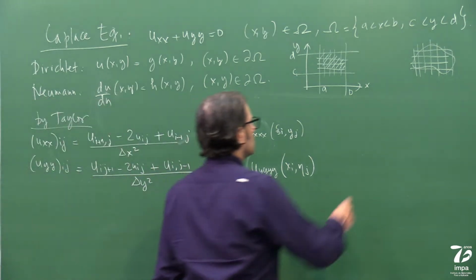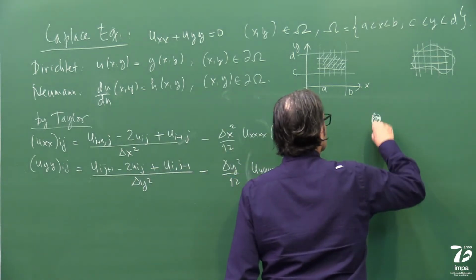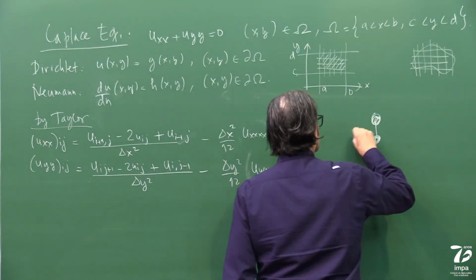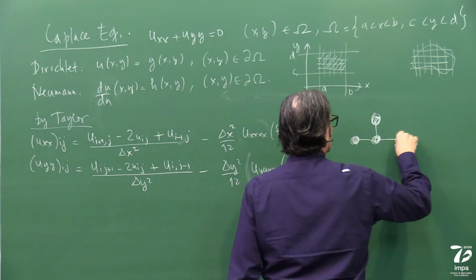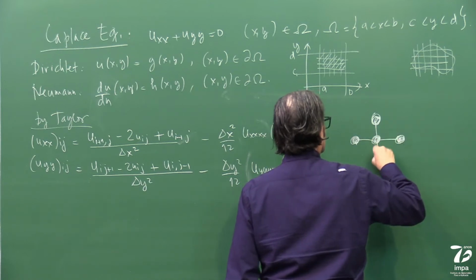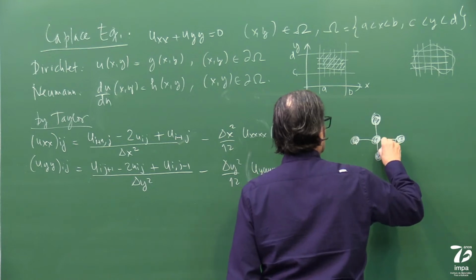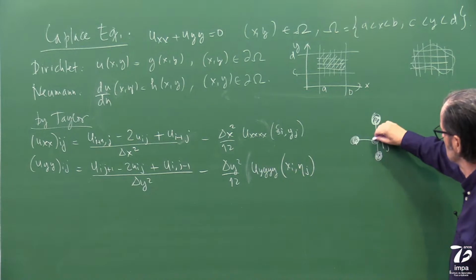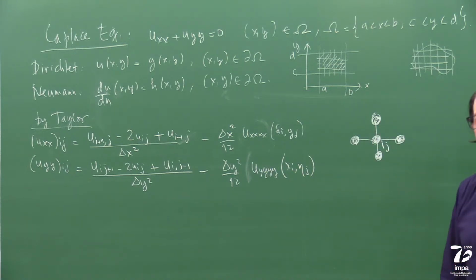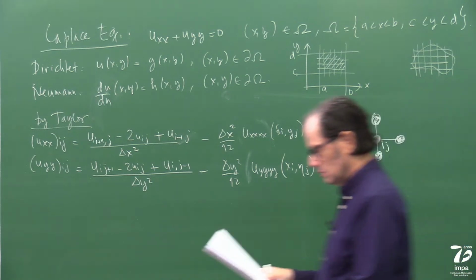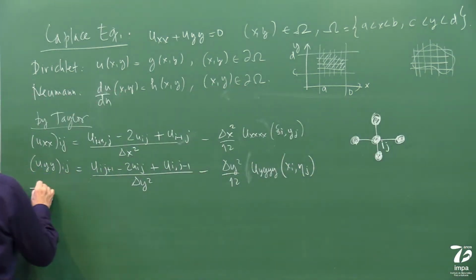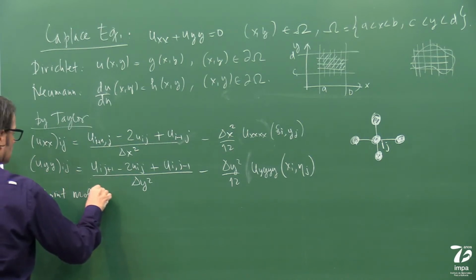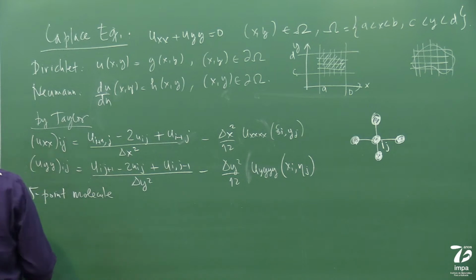And here is our molecule for the method, where this centered node is ij. Well, still I have to write the problem. So this is sometimes called the 5-point molecule. It's the most standard method.